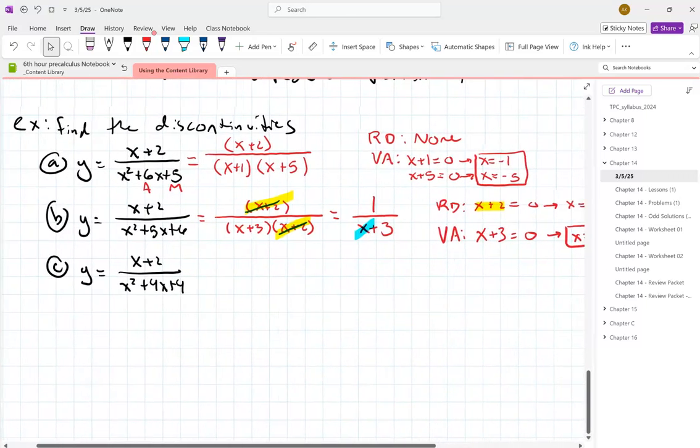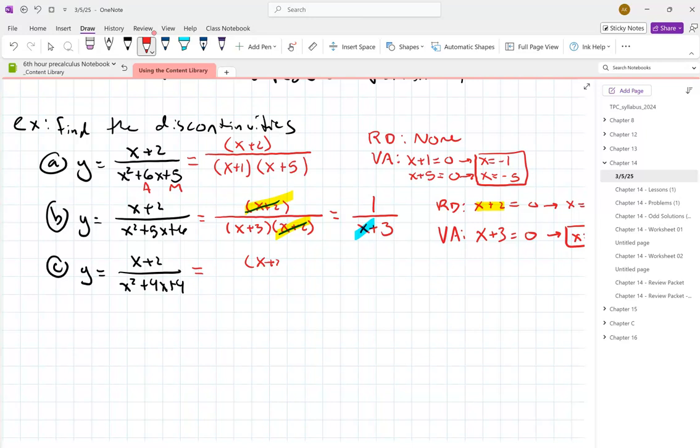Our last example, (x plus 2) over (x squared plus 4x plus 4). Again, we'll start the same way. Obviously, nothing to do with that x plus 2. How does x squared plus 4x plus 4 factor? Good, x plus 2 and x plus 2. So again, I notice I have an x plus 2. I can reduce one copy from the top with one copy on the bottom. That's going to leave me with 1 over x plus 2.